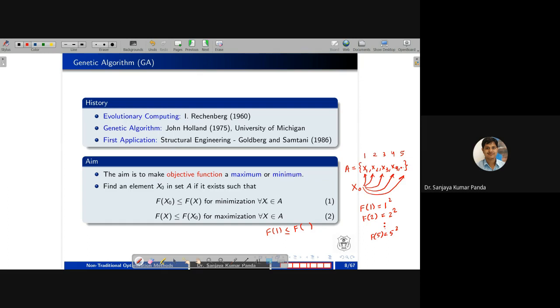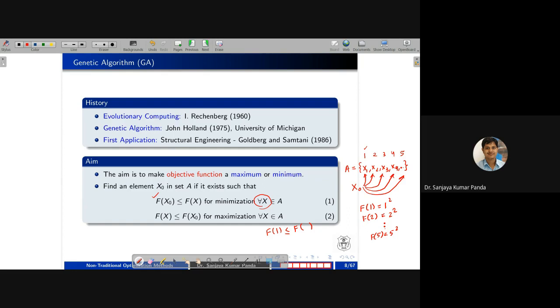So for minimization, for all x belonging to A, this condition should be satisfied, right? Like in this case, you can see if I take square as the function, then 1 is the value which is minimum among all the elements that are given in the set A.